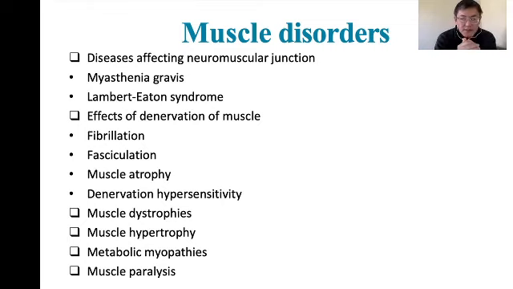Now let's talk about the muscle disorders. We have 6 types of muscle disorders: diseases affecting the neuromuscular junction, the denervation of muscles, muscle dystrophies, muscle hypertrophy, metabolic myopathies, and muscle paralysis. In this lecture, we talk about this one and this one.